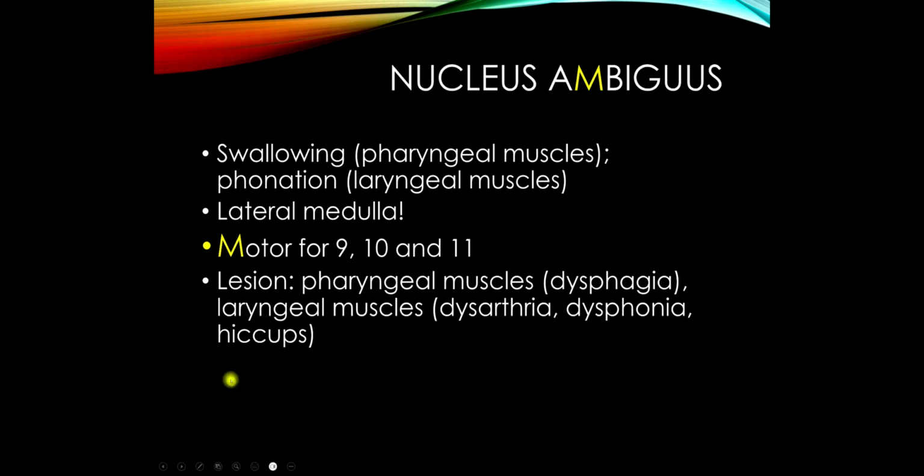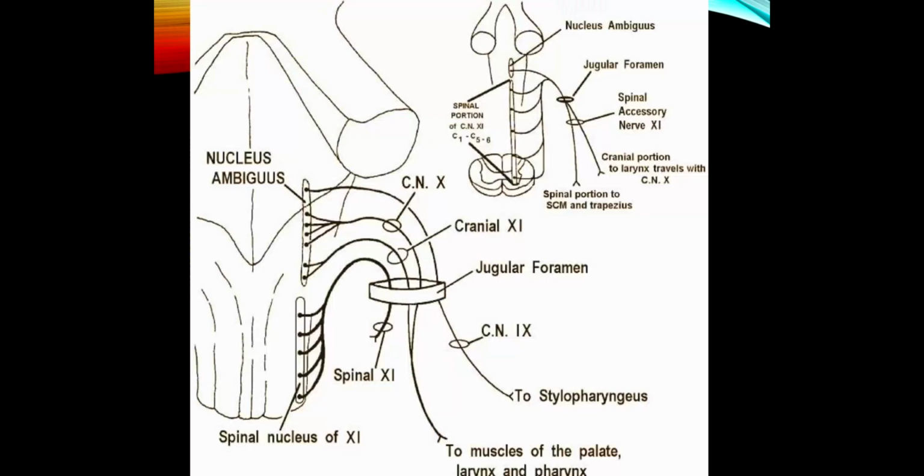And I probably should have you add here, because we just talked about the nucleus ambiguus, that there are parasympathetic fibers, remember, that are traveling to the heart as part of the baroreceptor reflex. So there is also a very important parasympathetic function of the nucleus ambiguus. Okay, so here we can see the nucleus ambiguus. Most importantly, cranial nerves 9 and 10 are associated with that.